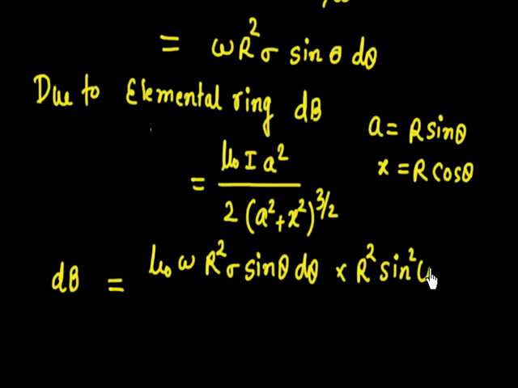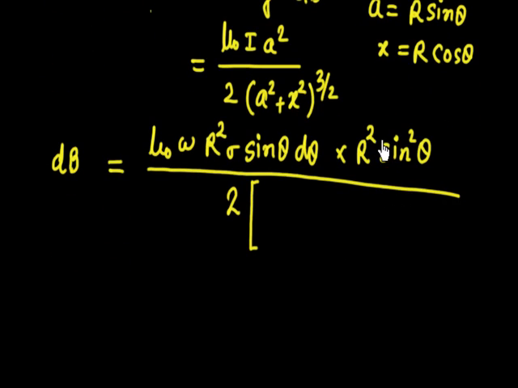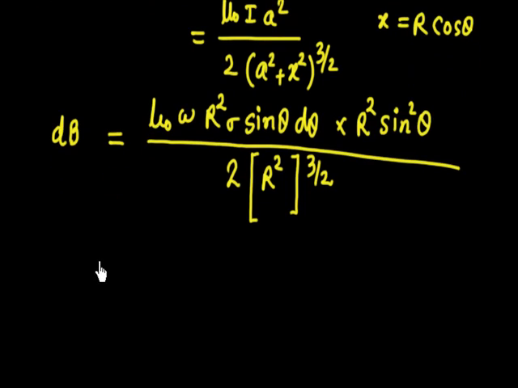So it's a big term, and this is divided by 2 times (a squared plus x squared) raised to the power 3 by 2. And this is easy. What is a squared plus x squared? A squared is r squared sine squared theta, x squared is r squared cos squared theta. So this simply becomes r squared raised to the power 3 by 2, so this becomes r cubed. Are you getting or not?